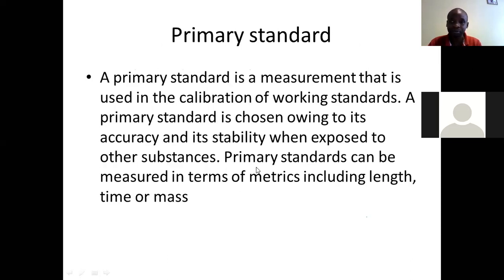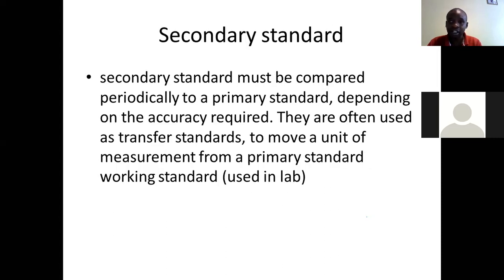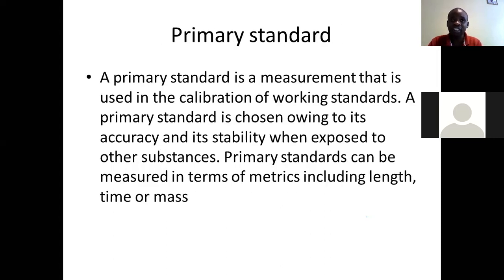Then we talk about what you call a primary standard. A primary standard is a measurement that is used in the calibration of what you call working standards. As you have seen, it is what countries are able to obtain from the international standard. It is usually what is used to obtain other standards within a particular country or region. So all these are what you're calling a primary standard.